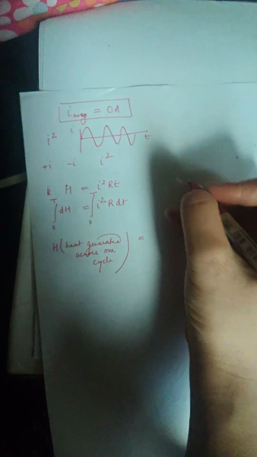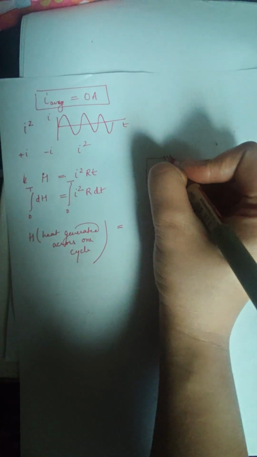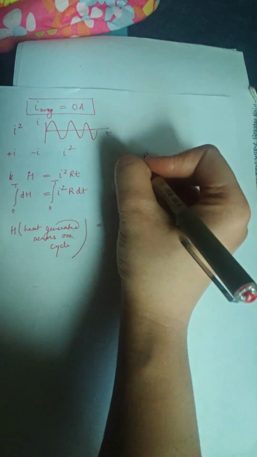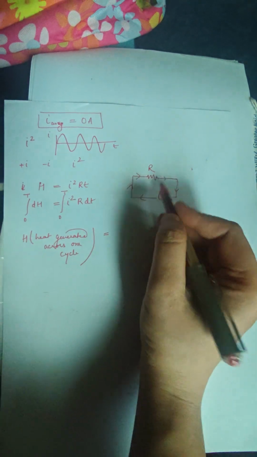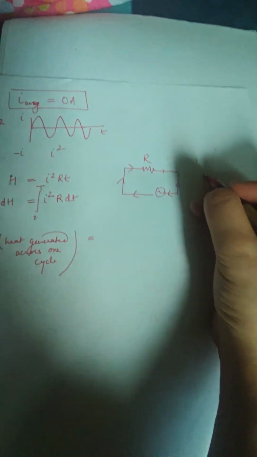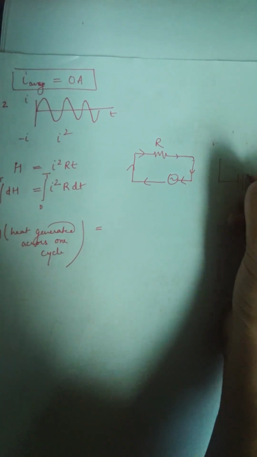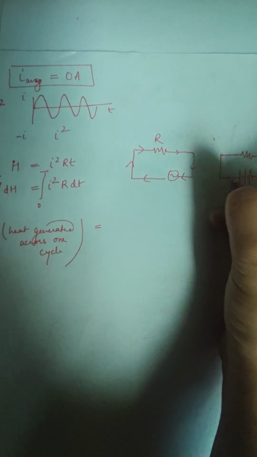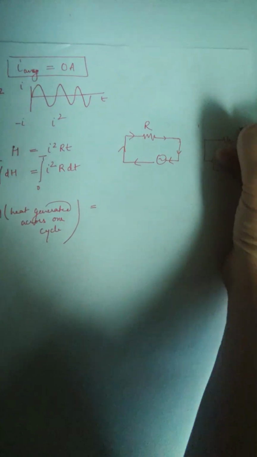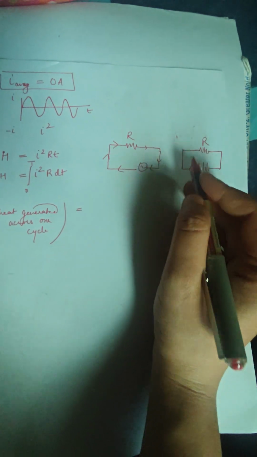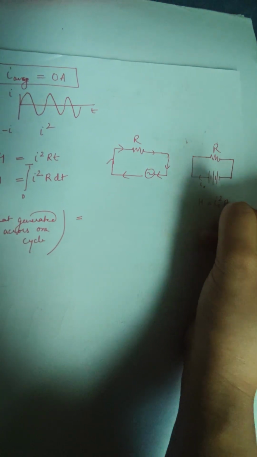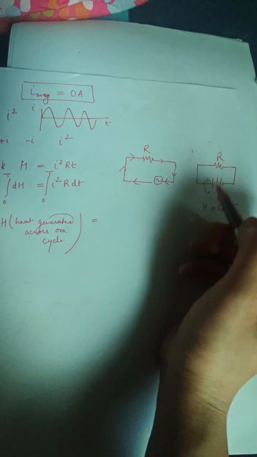What I'm doing is I'm applying an AC source to a resistor. This is my resistor, and I'm just calculating how much heat is generated across this resistor when an AC source is connected across R. If I would have connected a DC source across this resistor, which gives me a maximum value of I naught, it's going to give me a constant value. So if it's giving me a constant current I naught, then heat generated would be I naught square RT, over one particular time period.